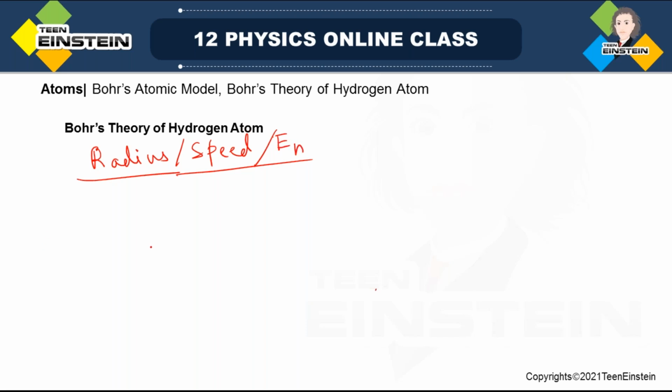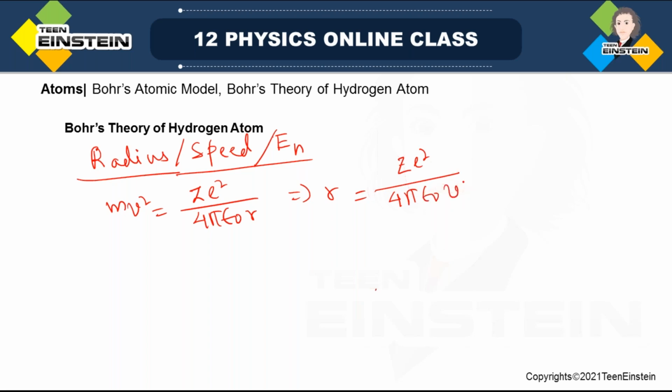Total energy, let us write as En only. Okay, we'll write it. So we have mv square is equal to z square by 4 pi epsilon naught r. So from here, look what we can write. We can write r is equal to z square by 4 pi epsilon naught into v square. So we can write this. Suppose this is equation number 1.